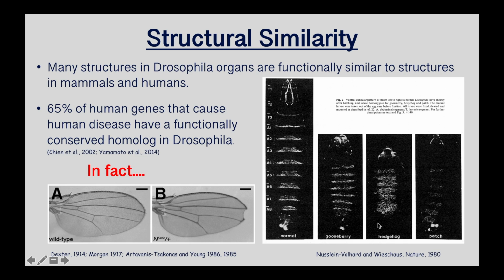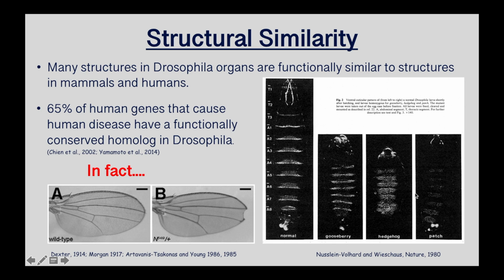Here on the right is an image from a 1980 publication from Christiane Nüsslein-Volhard and Eric Wieschaus in Nature, where they're describing mutations in a number of developmental genes which cause aberrant morphology in Drosophila embryos. And the one I'm highlighting here in the middle is called hedgehog. And just like Notch, mutations in the mammalian homologue of hedgehog, which is called sonic hedgehog, are associated with a large number of human cancers.